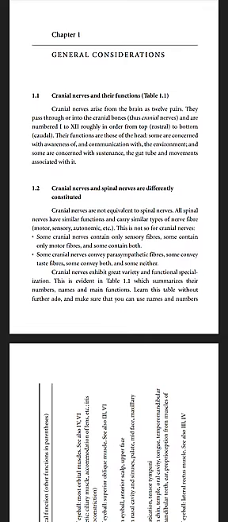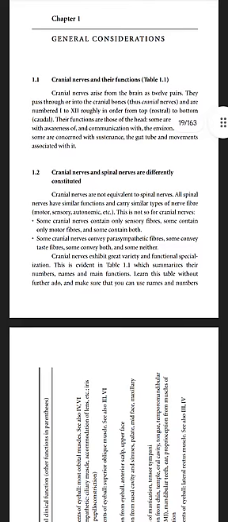Let's discuss general considerations. Chapter 1: cranial nerves and their functions. Cranial nerves arise from the brain as 12 pairs. They pass through or into the cranial bones and are numbered 1 to 12 roughly in order from top to bottom. Their functions are those of the head.